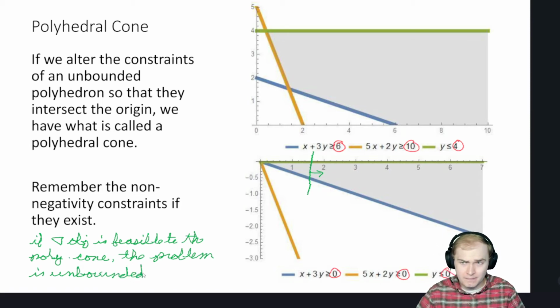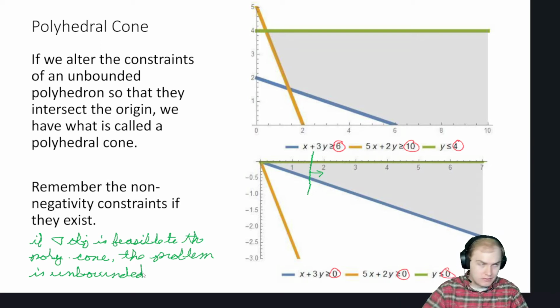Now notice that only an unbounded region will actually have a polyhedral cone. If the region is closed, what we call compact, if it's non-empty and bounded, the cone will just be the point 0, 0, 0. It'll just be the origin, so there won't be a cone.